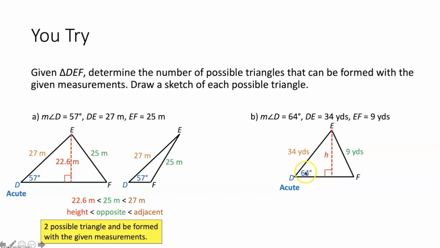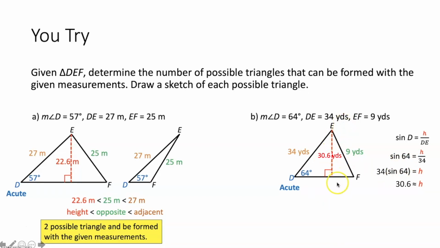So how would we set up a trig ratio? Well, what trig ratio involves opposite over hypotenuse? That would be sine. So we're going to say sine of our given angle, angle D, is equal to the length of the side opposite angle D, which would be the height in this case, over the length of our hypotenuse, which would be segment DE. Now all we have to do is plug in what we know. We know the measure of angle D is 64 degrees, that goes in there, and the measure of segment DE is 34 yards, so that's going to go in there. Then we just have to solve for our height. Plug this in our calculator, and we get the height of this triangle.